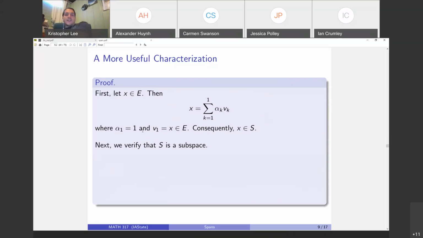Next up, let's prove that S is actually a subspace. Now, in order to prove a subspace, I need to do two things. First, verify that the set is not empty. And then verify that it's closed under scaling and addition. We can do those separately or do them simultaneously, however you want to do it. I'm going to do it simultaneously for efficiency's sake. I'm speed running this proof.